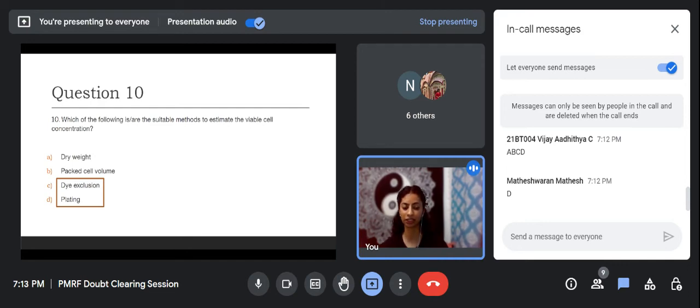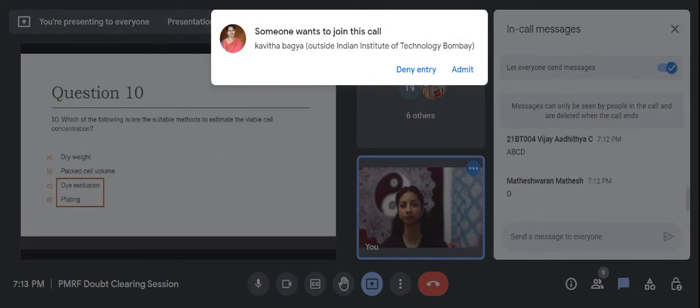And in plating, what you're doing is taking a little bit of the reaction solution and plating it on an agar plate. Only live cells will divide to give rise to a colony. Even if you have plated dead cells, they will not grow. So what you will be able to observe is the colonies of live cells. So if you back calculate, you'll be able to get how many live cells were there in your original solutions. So the answer is C and D.